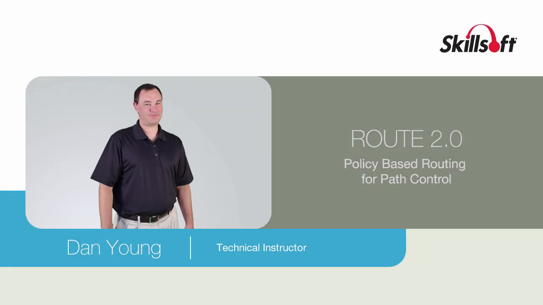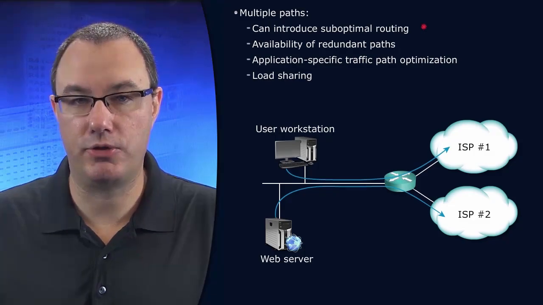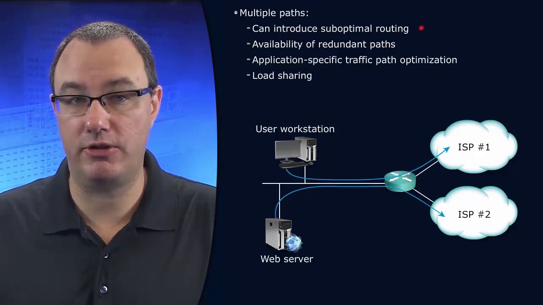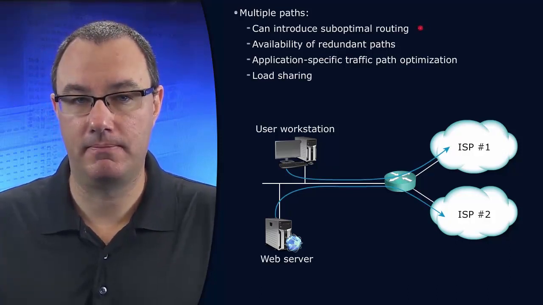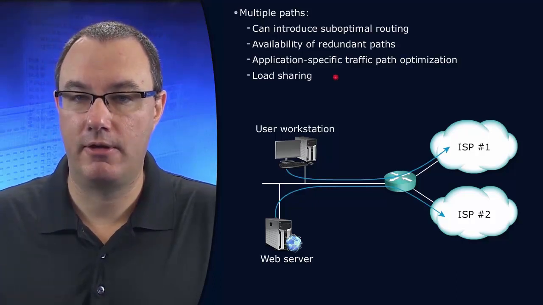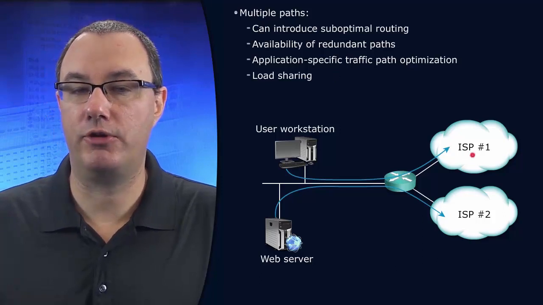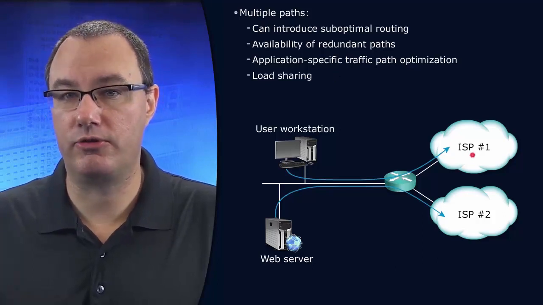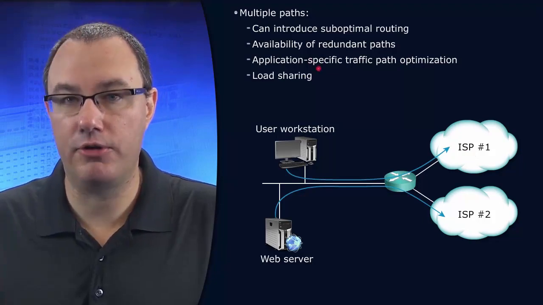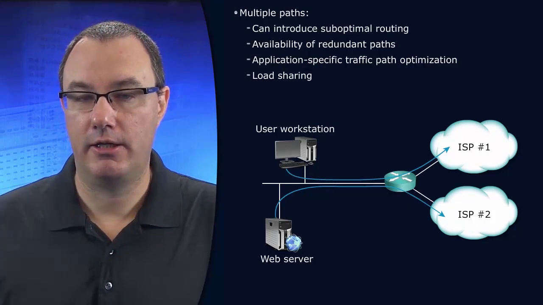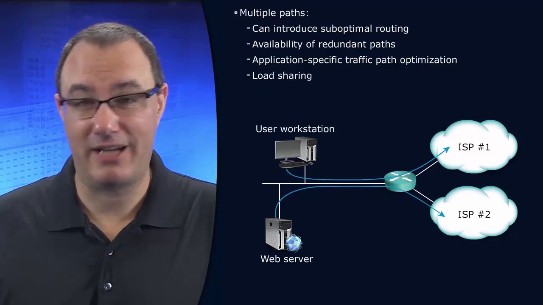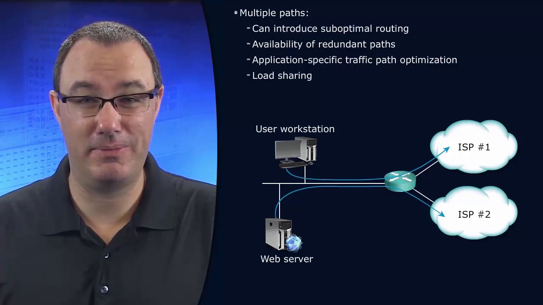Having multiple paths means that we might get into a situation where we have to control how we utilize those paths. One possible challenge is suboptimal routing. Another, how do we load share now that we have multiple paths? Maybe we want some of our traffic to go one way based on source or the application itself. That would be based on something other than destination-based forwarding. And occasionally, just because an available path is there, having that available path there doesn't necessarily mean we will use it.